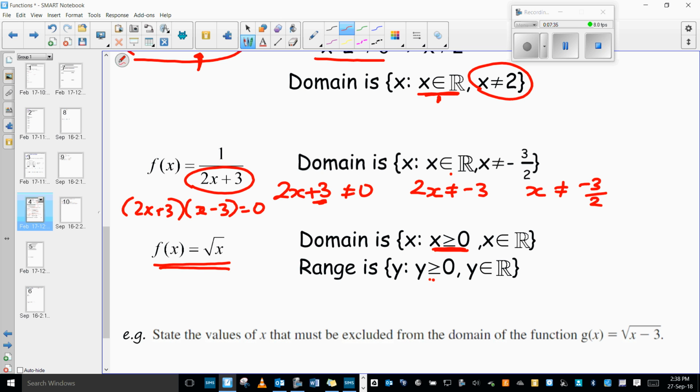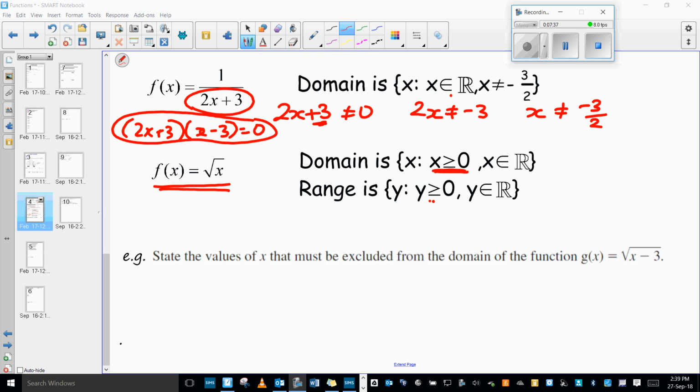Okay. So, for example, state the values of x that must be excluded from the domain. This is the situation where we're not saying which ones are we allowed, we want to say which ones must be excluded from the domain. You've got a choice here. I would probably personally find out which values I want and then tell them the opposite. Does that make sense?